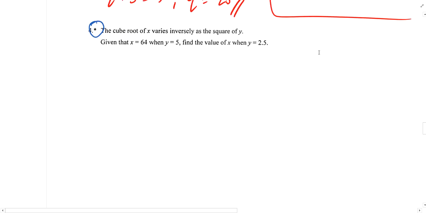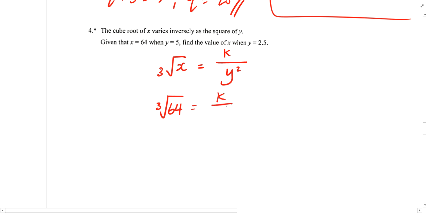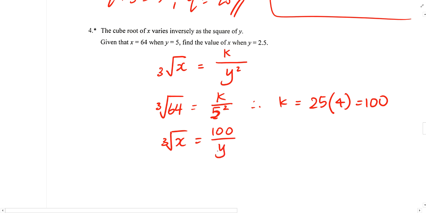Next one, question 4. Cube root of x varies inversely as the square of y. Do you have this as your first statement? You must be able to interpret that. X is 64, y is 5. So cube root of 64 equals k over 5 squared. So k equals 25 times 4, which is 100. Cube root of x equals 100 over y squared.